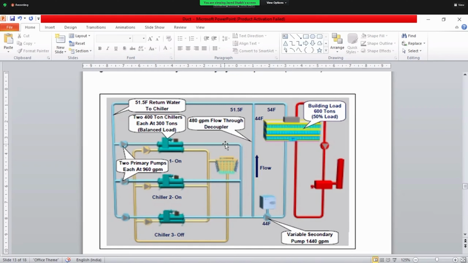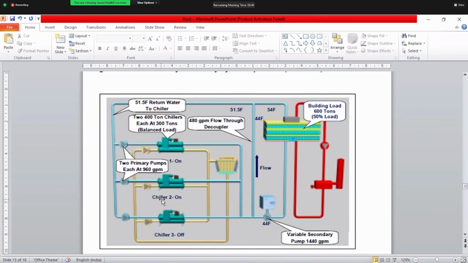So what happens here is our building load is 600 tons, correct? The requirement of cooling is 600 tons. Here we can see we are using 3 chillers. One chiller is a standby chiller, and the 2 chillers are 400 tons each. So we are using two 400 ton chillers, which means 800 tons. But we are using only part of the capacity. Our building requires 600 tons, and we have 800 tons capacity.